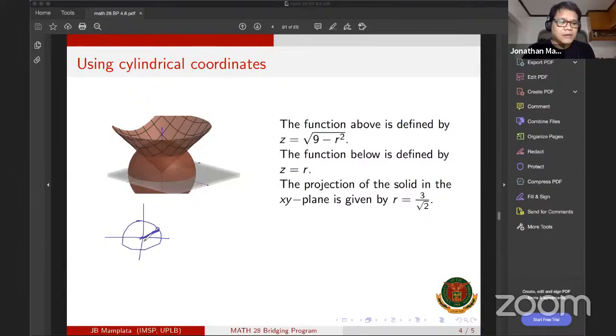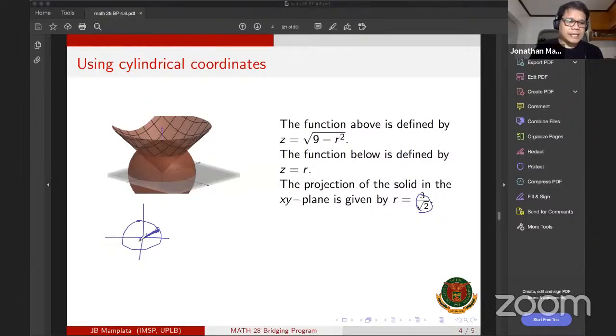And the distance of the point to the region, to the circle, is given by 3 over square root of 2. So that will give you the bounds for r. The lower bound natin for r is 0. The upper bound natin for r is 3 over square root of 2. Now, how about the bounds for theta?